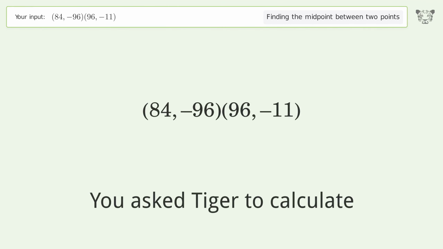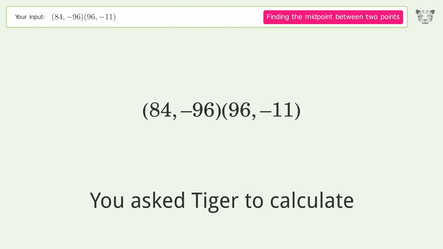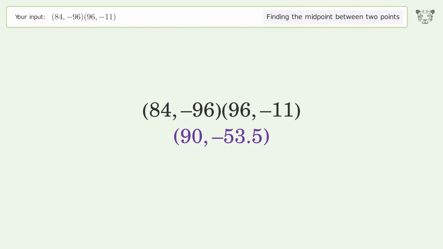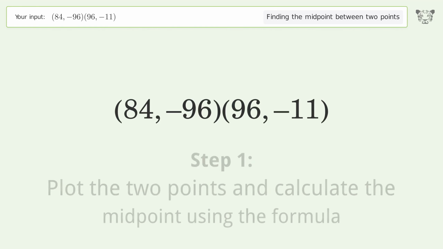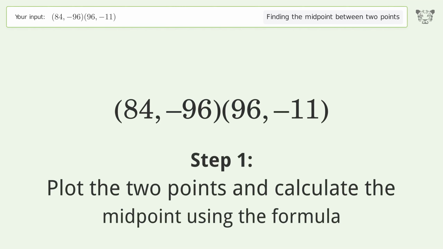You ask Tiger to calculate. This deals with finding the midpoint between 2 points. The midpoint between the 2 points is 90, negative 53.5. Let's solve it step by step. Plot the 2 points and calculate the midpoint using the formula.